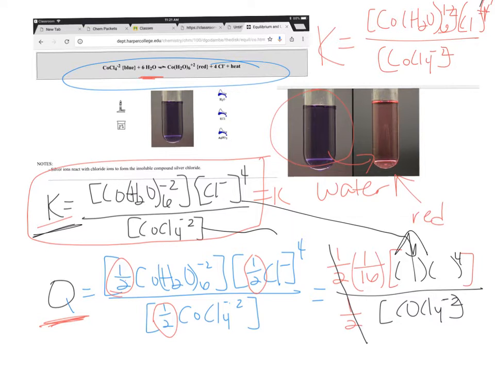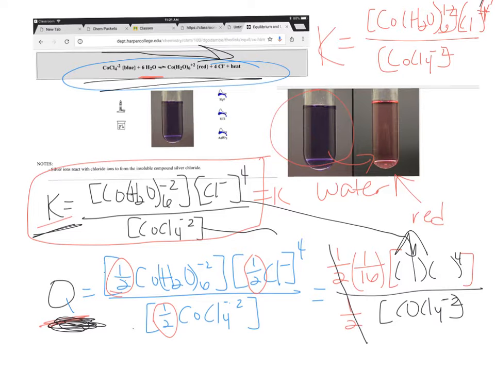So this is how you could explain it with Q versus K. When you dilute everything, the Q is going to be affected much more on the side that has more moles. And so it will shift to make more of whatever is on the side with more moles. Now, if the moles are equal, there won't be a change.